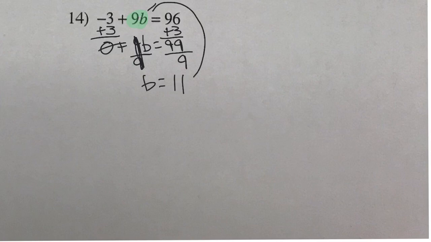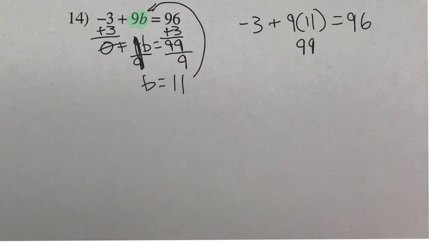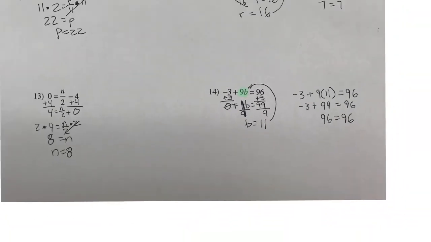And we'll go ahead and plug that back in just to check. So I have negative 3 plus 9 times 11 equals 96. Well, we start with multiplication. 9 times 11 is 99. All right, now I have negative 3 plus 99 equals 96. Well, negative 3 plus 99, I'm going to take 99 and go 3 in the negative direction, so that's 3 less. And I end up with 96 equals 96. And there you go. There it all is.